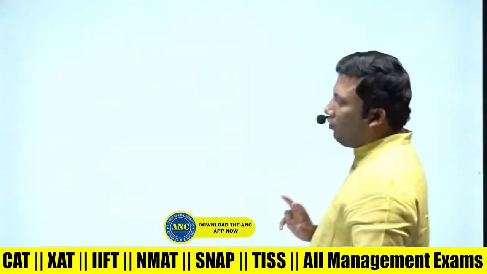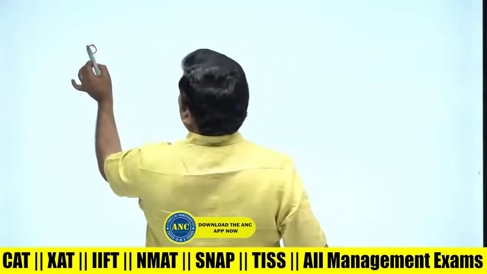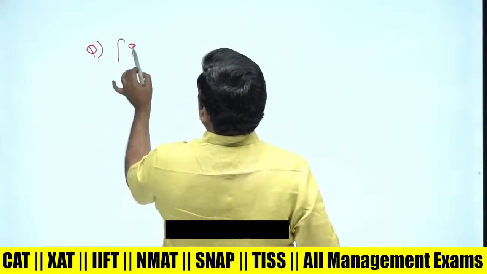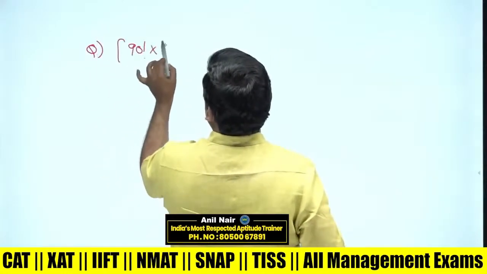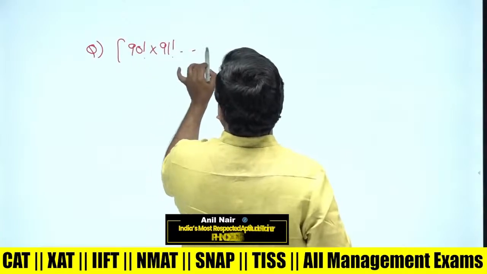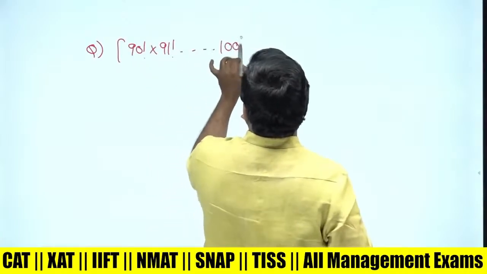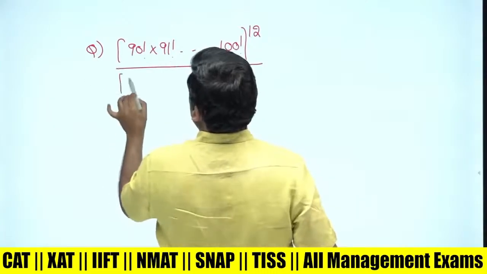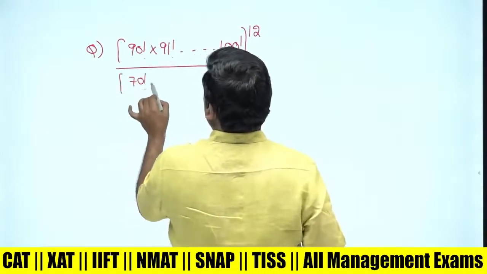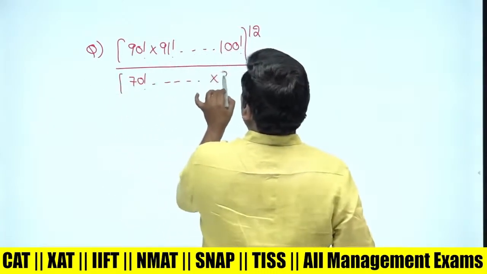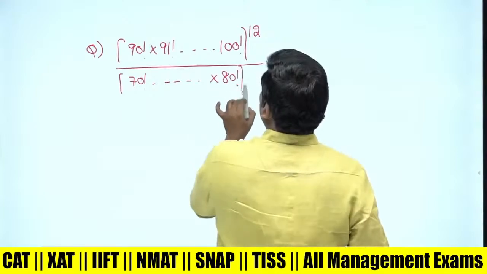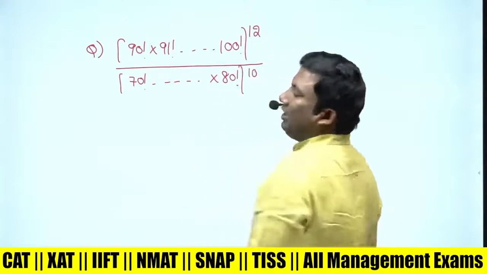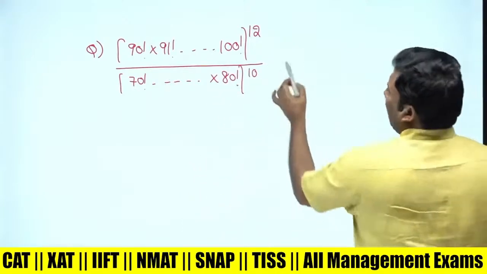Let me do one more question. Mock created question, sir. 90 factorial into 91 factorial and so on up to 100 factorial power 12, divided by 70 factorial and so on up to 80 factorial power 10. How many trailing zeros are there for this number?